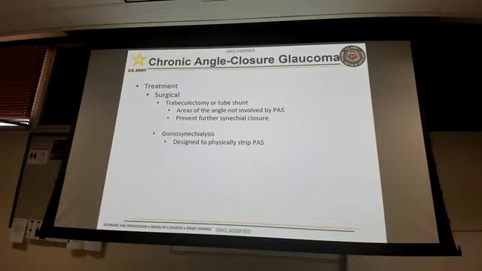All right, treatment. So ultimately, it's surgery for these patients. A trabeculectomy or a shunt is done. And this is done in areas where there is no PAS, right? You would do a goniosynechialysis to break that synechia.